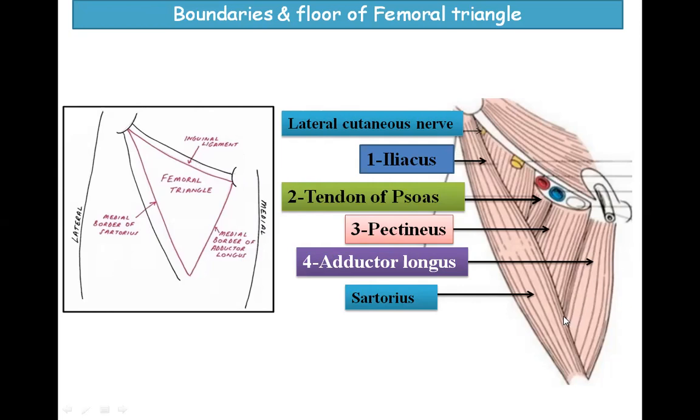Now coming to the floor of the femoral triangle, it is formed from lateral to medial by iliacus, tendon of psoas major, pectineus muscle, and the adductor longus muscle. So iliacus, tendon of psoas major muscle, pectineus muscle, and the adductor longus. These four muscles will form the floor of the femoral triangle.